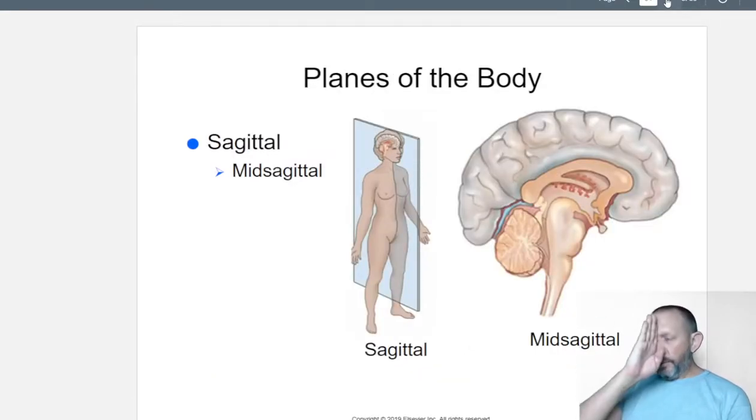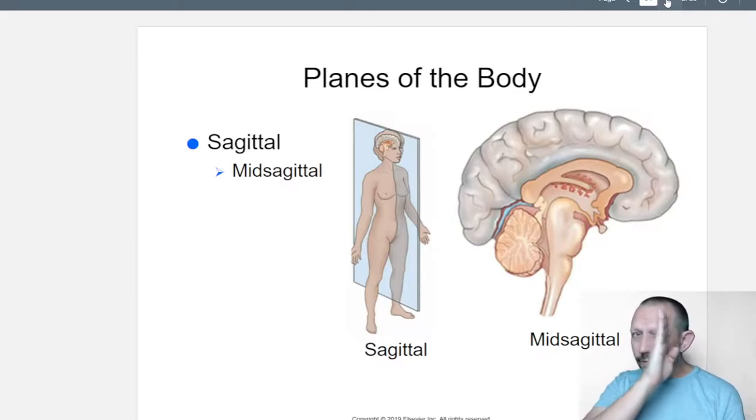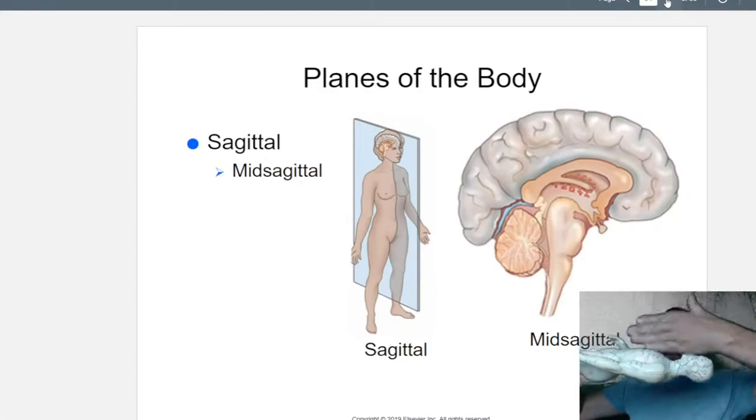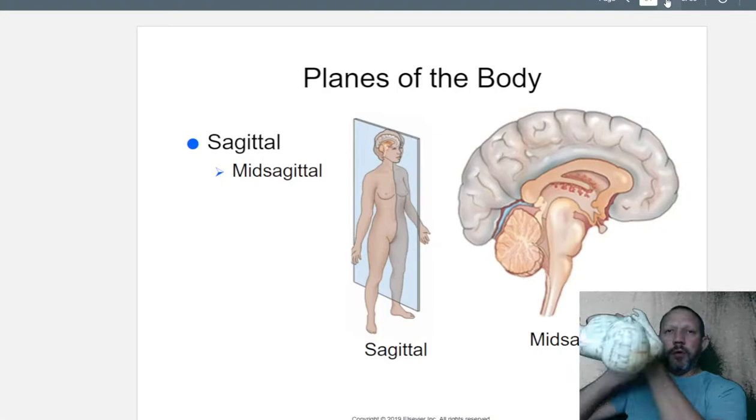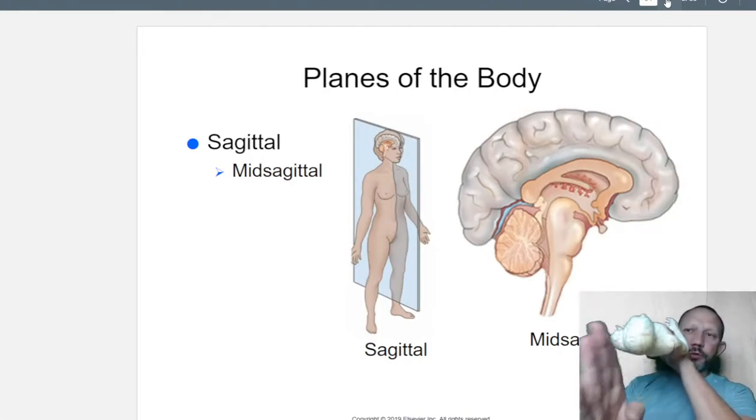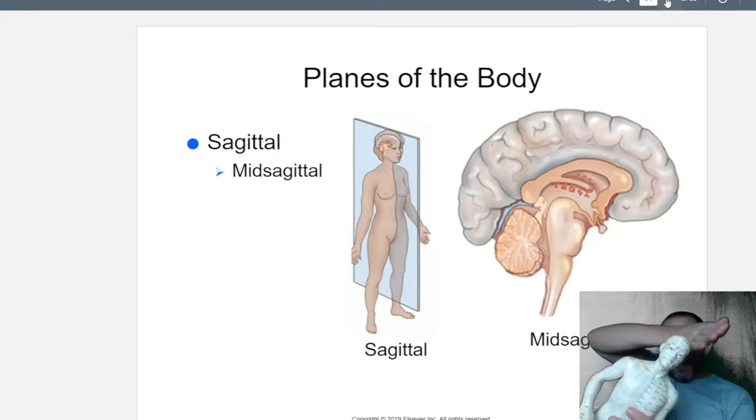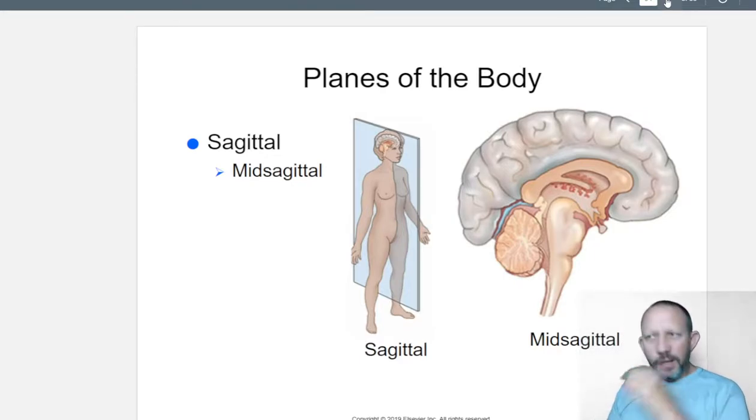Planes of the body, sagittal. This is sagittal, this is sagittal, anything like this. We talked about the person lying like this, cutting this way. Those are sagittal cuts. Cutting this way are sagittal cuts on this person. They're showing a mid-sagittal section of the brain right up there. And then we have what?